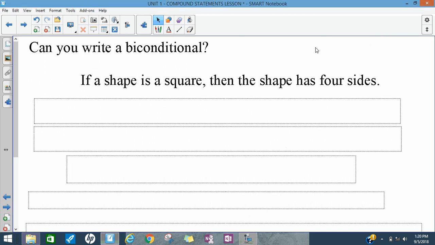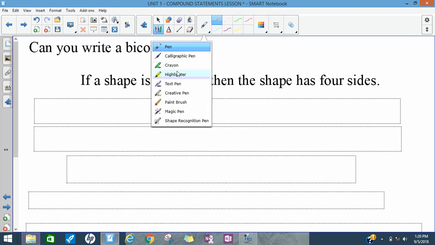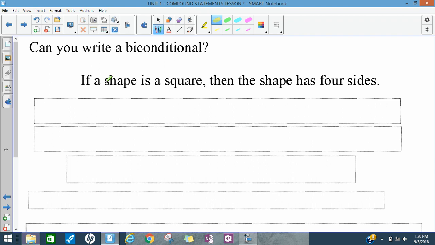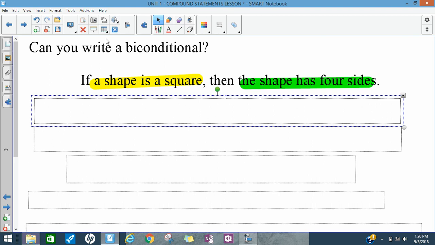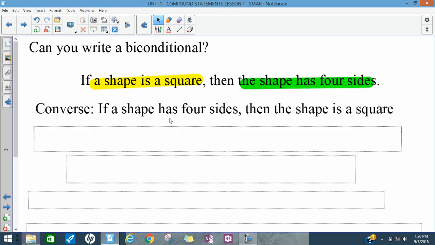So let's try a couple more. Let's see if we can write the biconditional by writing a converse and seeing if it's true and if the conditional is true. So here we have our P, a shape is a square, and our Q, the shape has four sides. To write the converse, we switch those two things. If a shape has four sides, then the shape is a square.